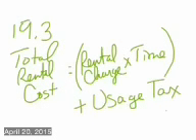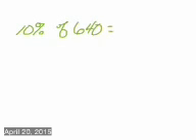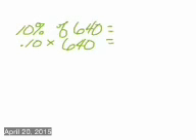For number 1, it says the rental charge is 10% of $640. Okay, so we got 10% of $640. What does "of" mean in math? Times. So what is 0.1 times 640? 64. Okay? That's the rental charge per month. Now, the tax on this stuff. The tax rate's at 6%.